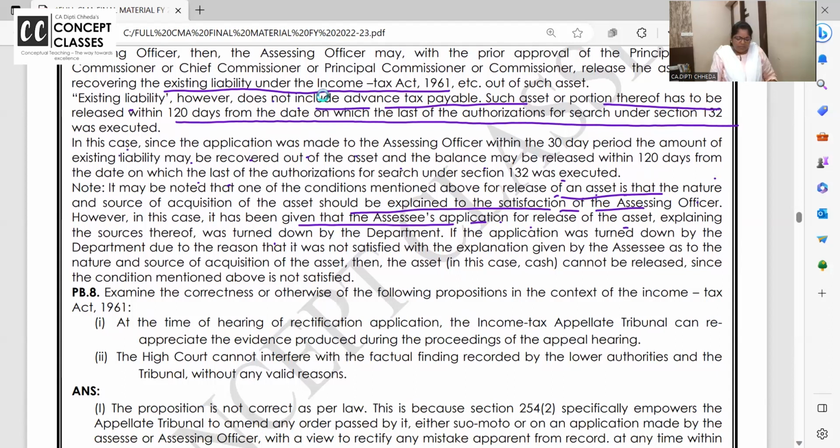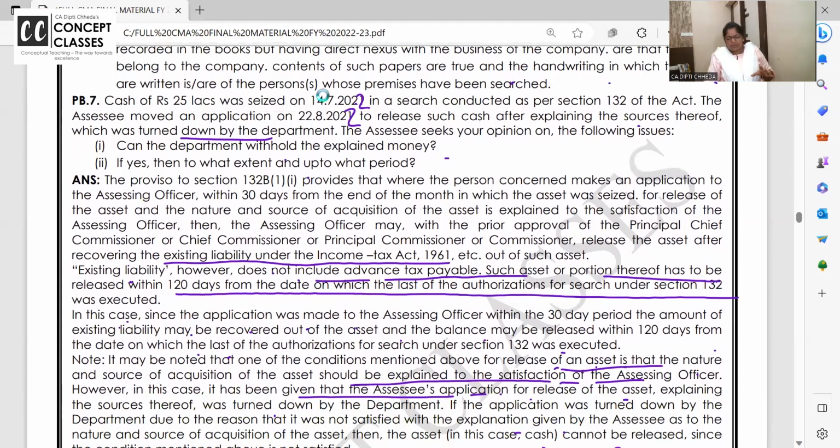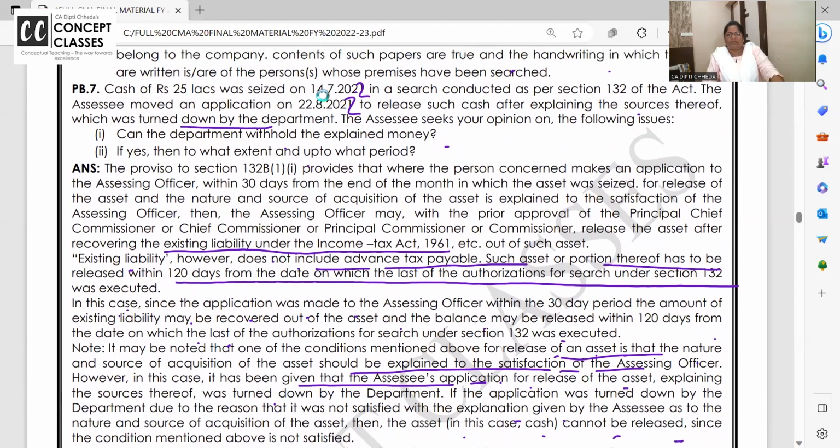Then, if application was turned down by department due to reason that they were not satisfied about the nature, then the asset cannot be released. Simple. But pehle such a nice question. First, they have asked the whole procedure. Dekho. If the asset is seized, then from the end of the month till the 30 days, you can make an application, SSC, explaining the source from where you have derived the nature of asset and all. And if the department agrees, they will release the asset within 120 days of the completion of the search procedure. बराबर है, ठीक है? Right.